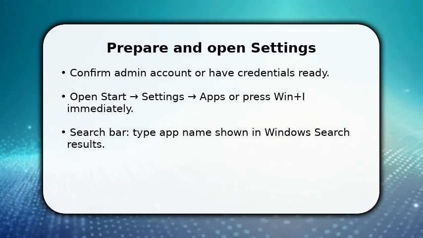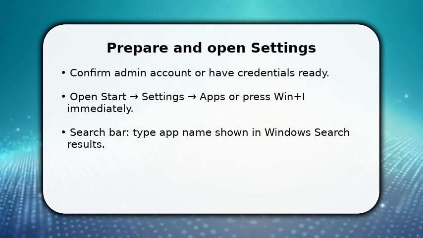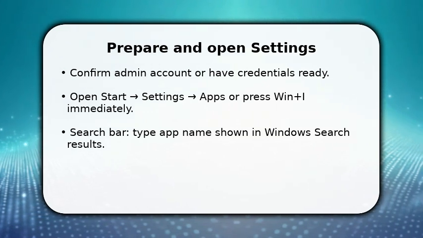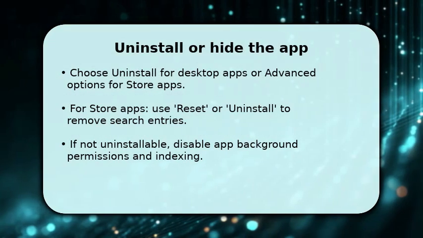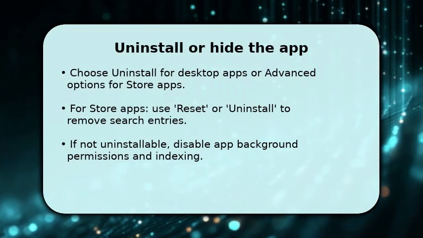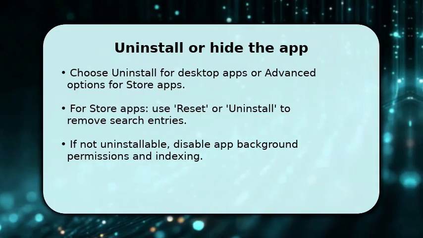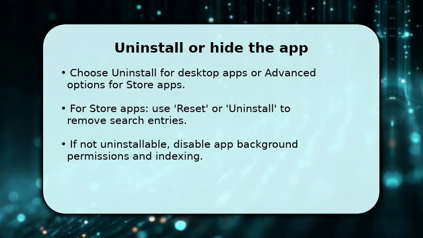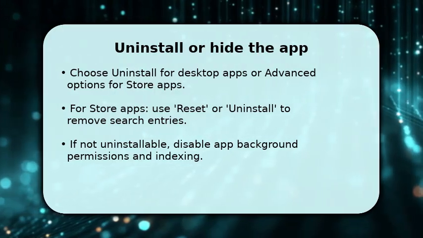Removing the wrong app can change system behavior. Make sure to note whether it's a Microsoft Store app or a desktop app before proceeding. Once you've identified the item, decide whether to uninstall or hide it. For desktop apps, click Uninstall and follow prompts. This removes the program and its search footprint. For Microsoft Store apps, open Advanced Options, then reset or uninstall to clear search entries.